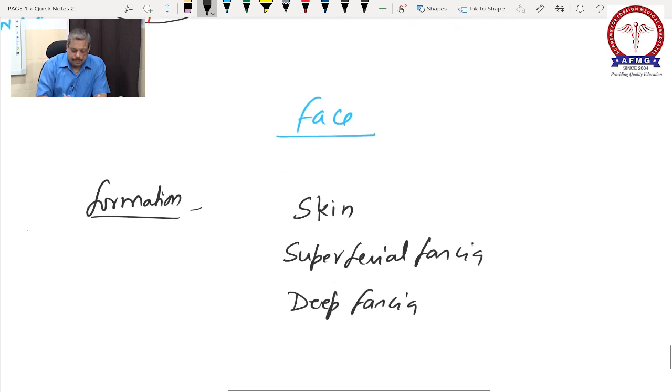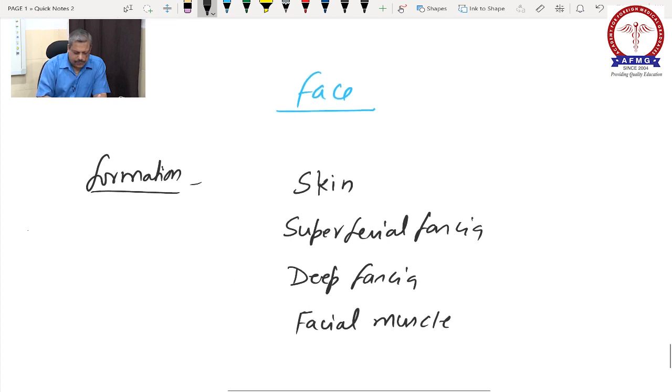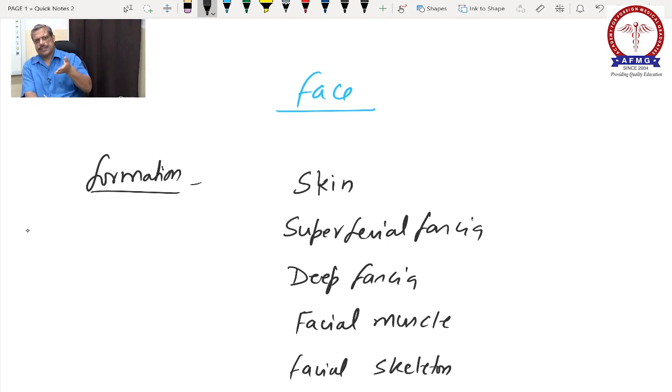Then facial muscles, and then deep to it is the bone. In case of face, it is the facial skeleton. Anywhere in the body, if I am giving an incision, first I will cut skin, then deep to skin is superficial fascia, then deep fascia, then muscles and bone. So the same pattern in the face.